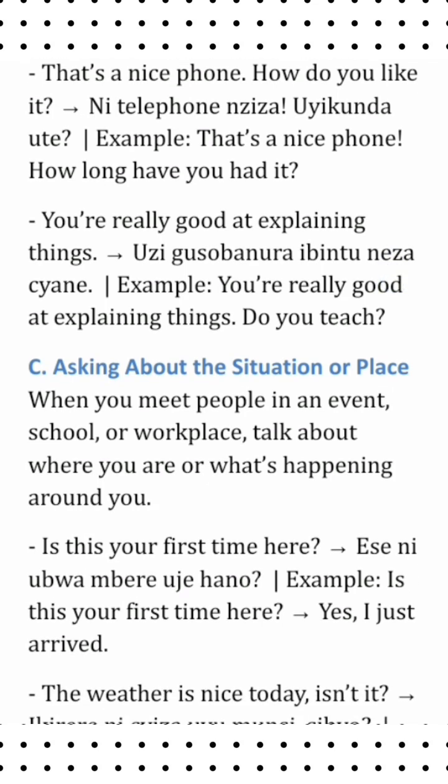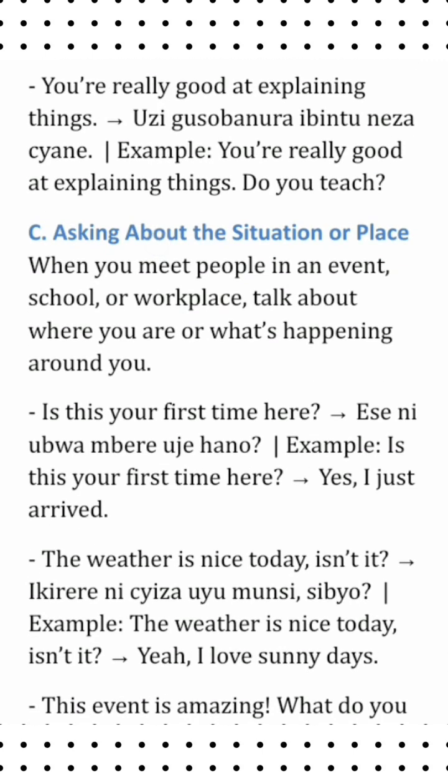Another way to start a conversation is asking about a situation or a place. When you meet with people in an event, school or workplace, talk about where you are or what's happening around you. For example, you can say, is this your first time here? That's an example. Yes, I just moved here. For example, they can say, yeah, I just moved here today. Or you can ask them, the weather is nice today, isn't it? This is the way you ask people how they see the weather.